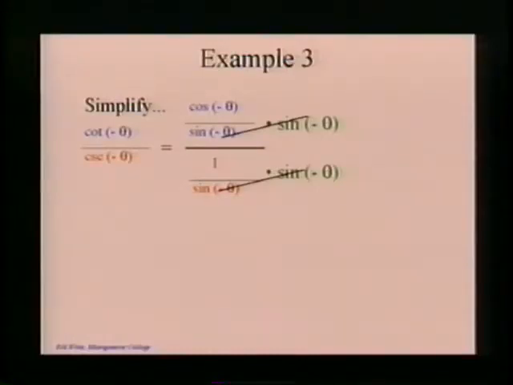There I get a nice cancel. And what is this going to equal? In the top, I'm going to have cosine of negative, and in the bottom, everything cancels, so I get a 1. Okay? Not too bad, except there's more you can do, because remember the rules of negative angles.